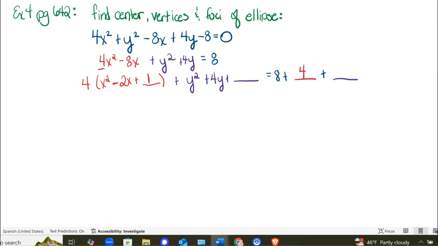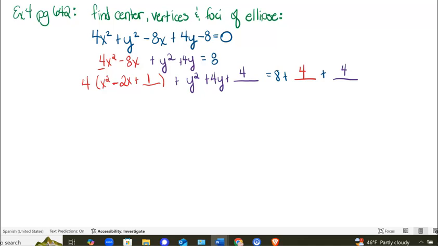Now I'm going to do the y's, which is purple. I look at the b term here. Half of 4 is 2, and 2 squared is 4. So I'm adding a 4 to this side, and I'm going to add the same 4 to that side. Do y'all see how we've done that? Now I'm going to factor these.